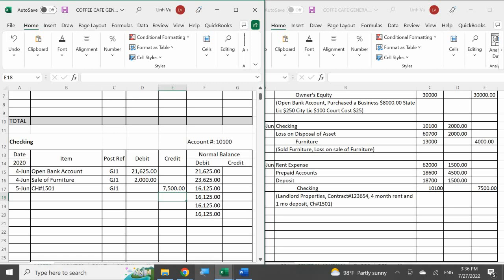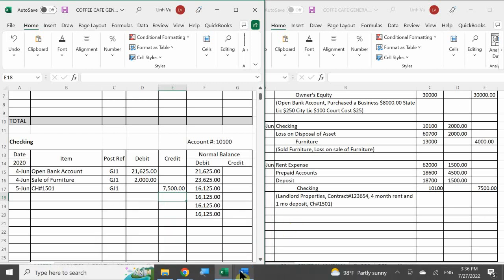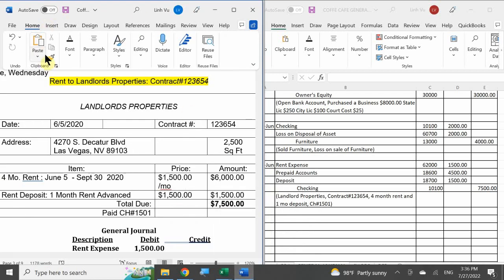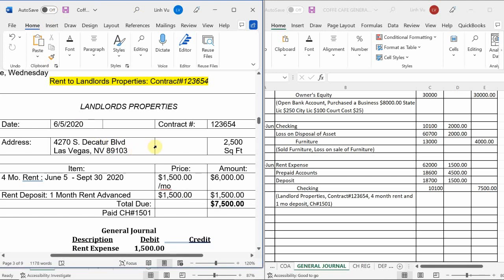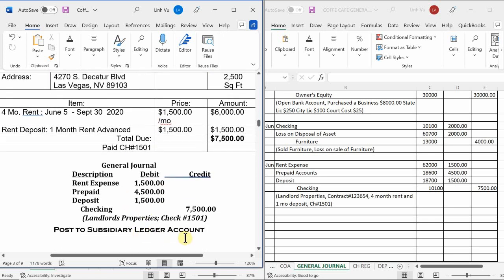All right, so that's it, right? I finished my journal, I finished my ledger. Now, in this case, did I deal with a particular person for this transaction? Did I deal with anybody? I would assume you dealt with whoever was running Landlord Properties. Exactly. So this is where you're going to end up posting to your subsidiary ledger, right?